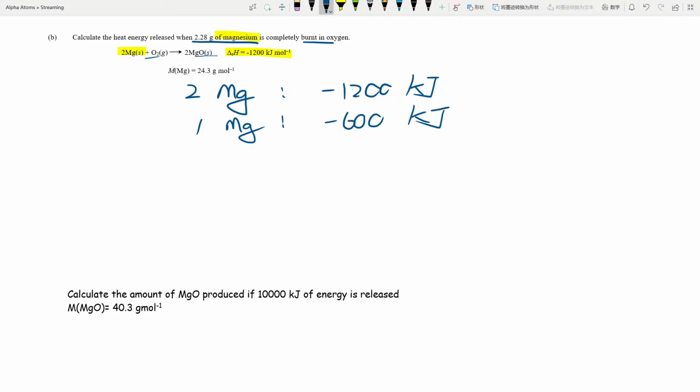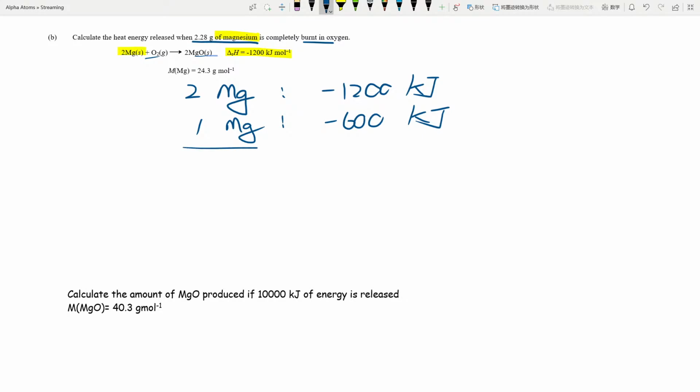Okay, so first thing first, just look at this. 2 magnesium is negative 1200 kilojoules. 2 moles of magnesium. So doesn't that make sense that 1 mole of magnesium will release negative 600 kilojoules of energy? That should be quite straightforward. I mean, that's just 1200 divided by 2. You shouldn't need a calculator for that.